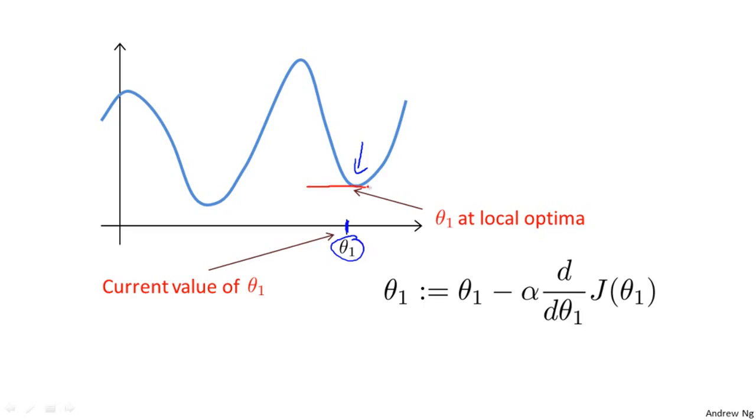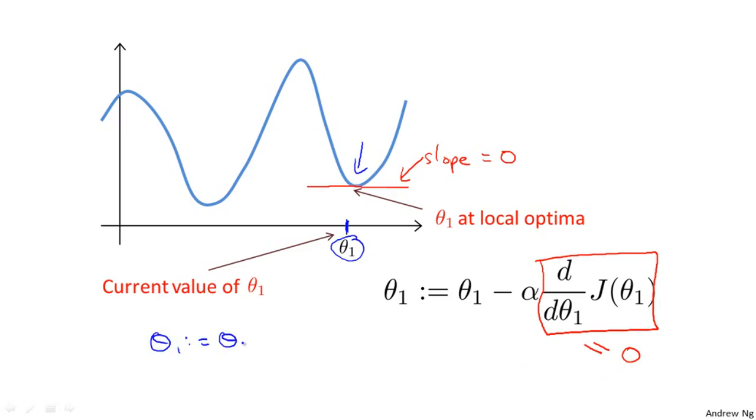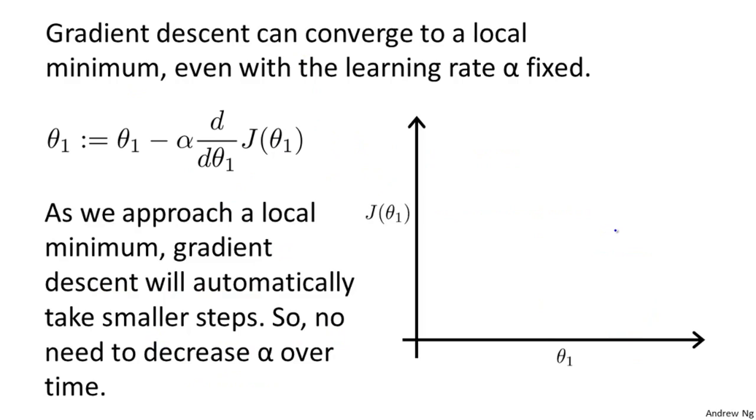So let's look at that slope, right? It's that tangent point. So the slope of this line will be equal to 0, and thus this derivative term is equal to 0. And so in your gradient descent update, you have theta 1 gets updated as theta 1 minus alpha times 0. And so what this means is that if you're already at the local optimum, it leaves theta 1 unchanged, because theta 1 gets updated to theta 1. So if your parameter is already at the local minimum, one step of gradient descent does absolutely nothing. It doesn't change the parameter, which is what you want, because it keeps your solution at the local optimum. This also explains why gradient descent can converge to a local minimum even with the learning rate alpha fixed.